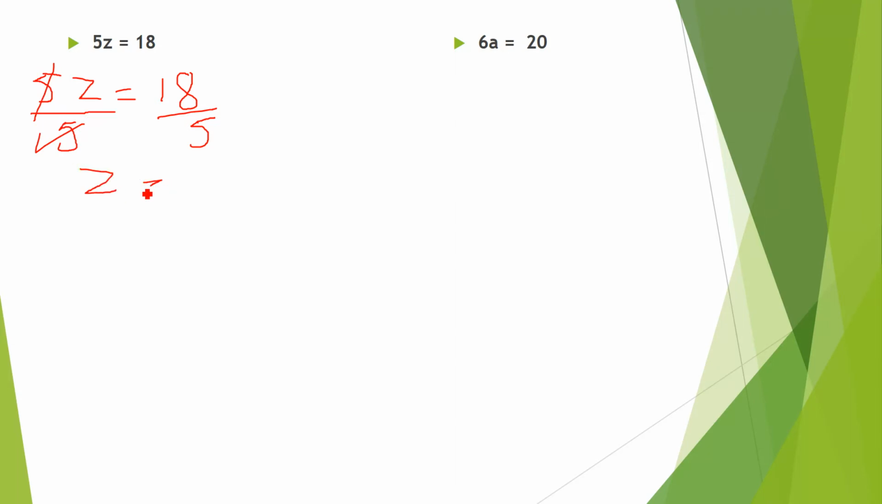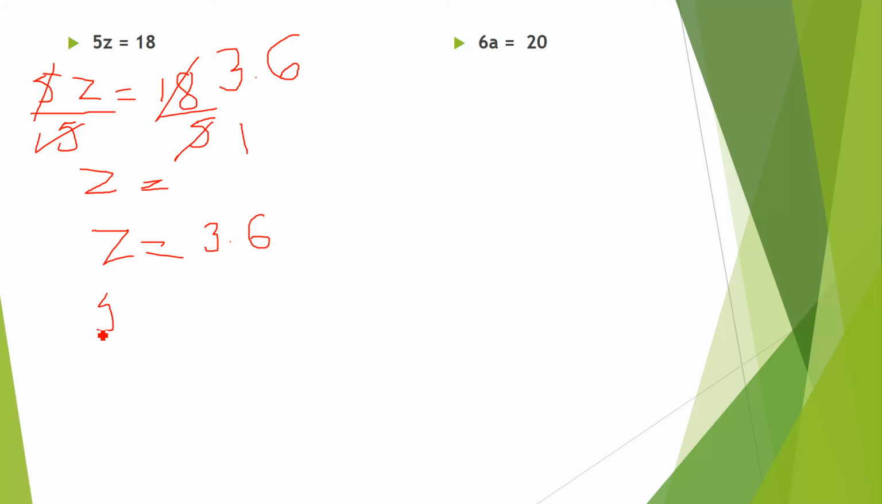z is equal to 5 one time, 5 3 times 15, right? And then 3 is remaining, 0.5 6 times. So the value of z is 3.6.